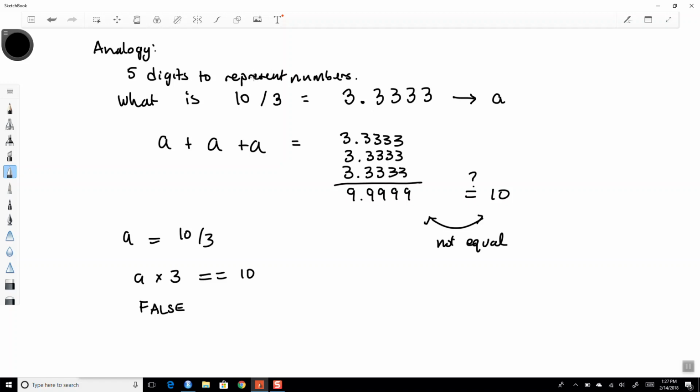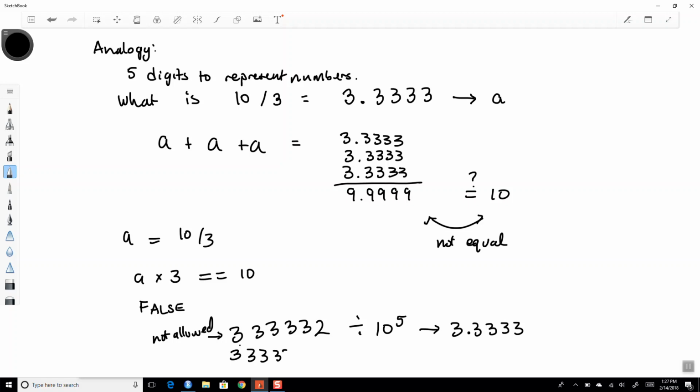And if I said 3,033,332 divided by 10 to the 5th, this will also be exactly 3.3333 in the computer because we're only allowed 5 digits. This number that's 6 digits long is technically not even allowed. It's either going to be 333330, or the next value that we can represent, 333340. Because if you're only allowed 5 significant digits, these are the only things that would be allowed. So at a high level, does this make sense?